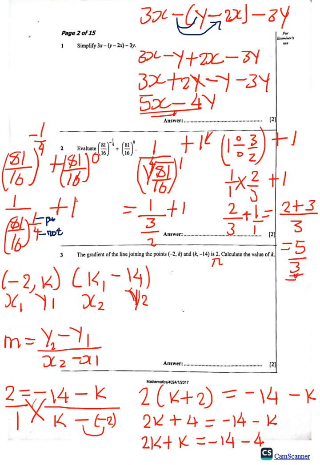So 2k plus k is 3k, which is equal to -14 minus 4, which is -18. So we can now divide both sides by 3, and our final answer is k equals -6. Now let's move on to question 4.